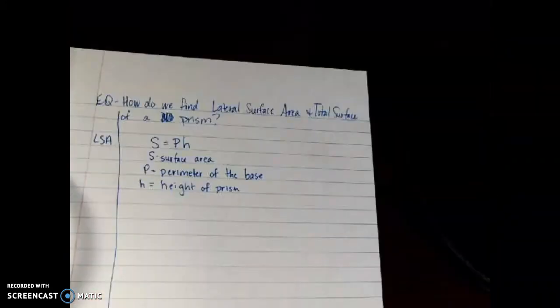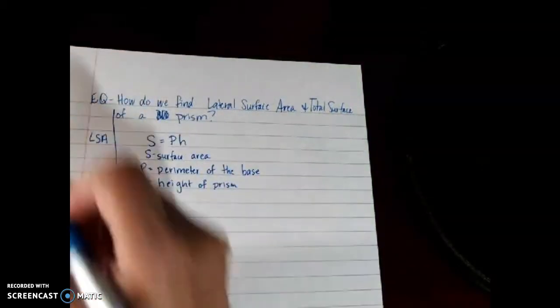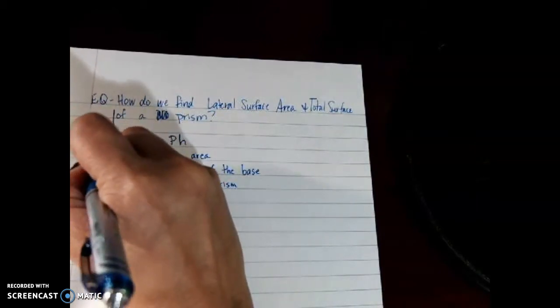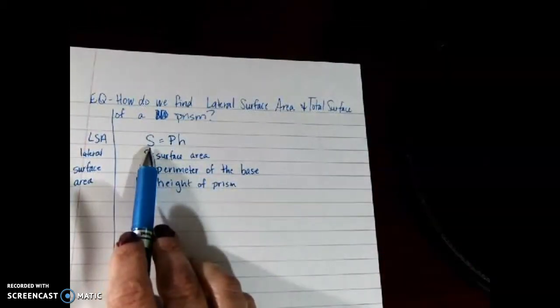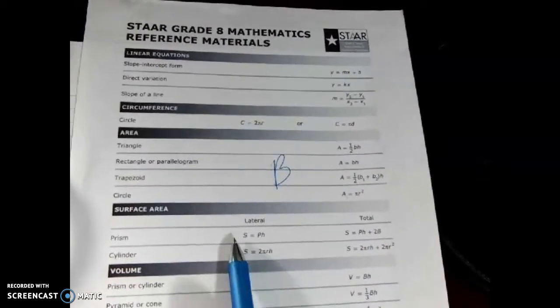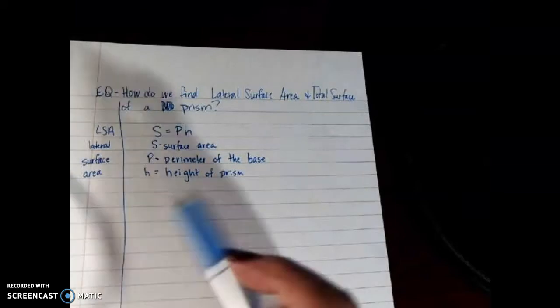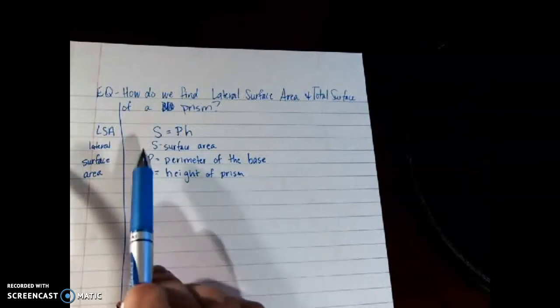So how do we find the lateral surface area and the total surface area of our prism? We have the lateral surface area, short for LSA, lateral surface area, and that's what we're going to use for the S. Where did we get the formula? From surface area right here. Surface area of a prism. S equals PH.